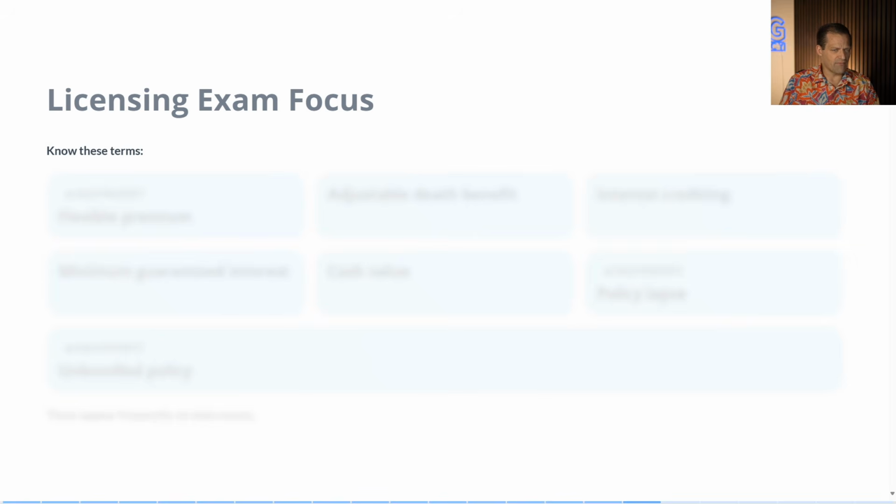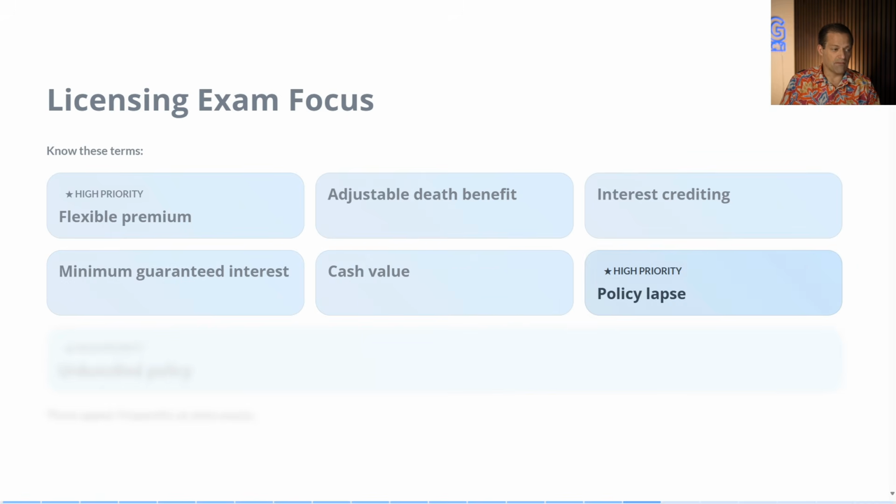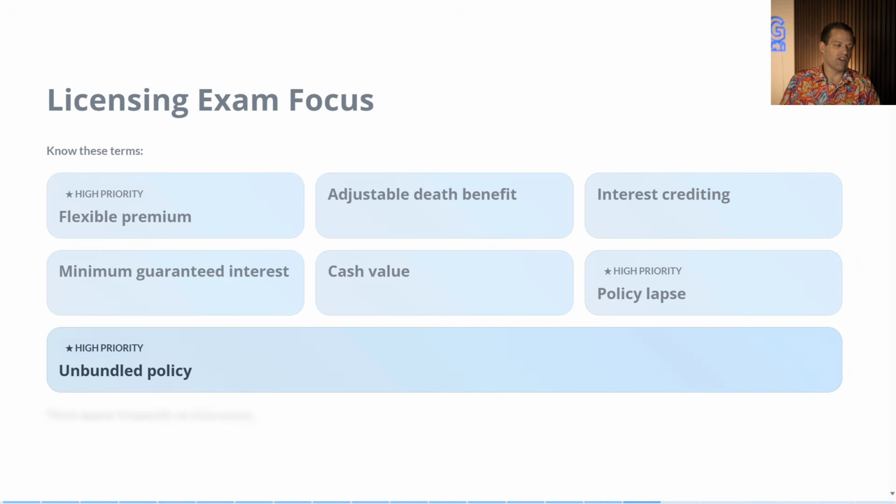So for the exam, big takeaways here. First of all, the highest priority is to understand that UL policies, universal life, have flexible premiums. They have adjustable death benefits, interest crediting, minimum guaranteed interest, cash value, and a big high priority is policy lapse risk, okay? They're an unbundled policy, okay? They appear frequently on state exams.